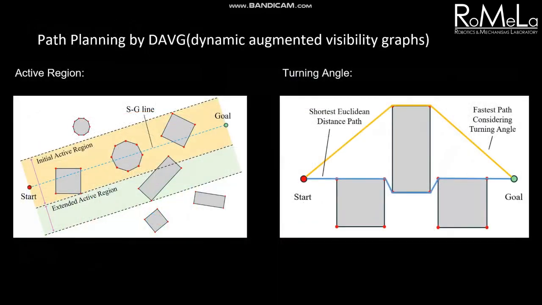We make the visibility graph computationally efficient by selecting necessary obstacles using an active region. Besides, for humanoid robots, turning is time-consuming. Therefore, our visibility graph takes the turning angle into consideration by augmenting the states.